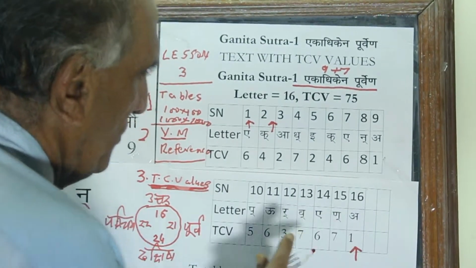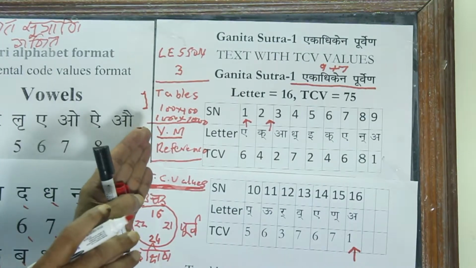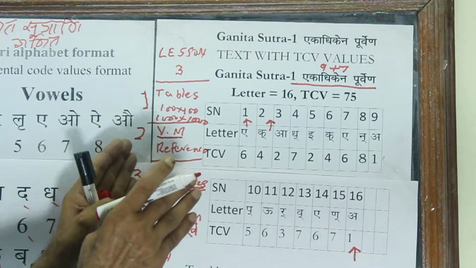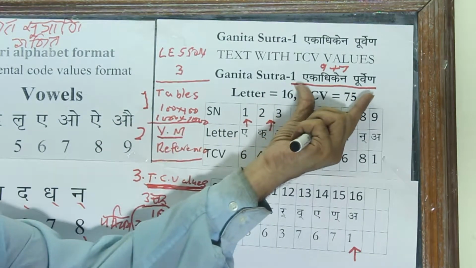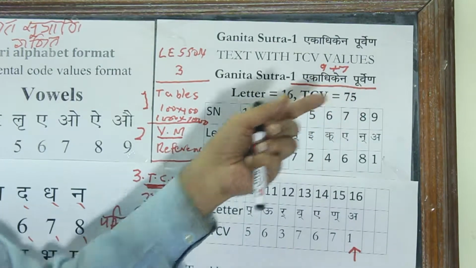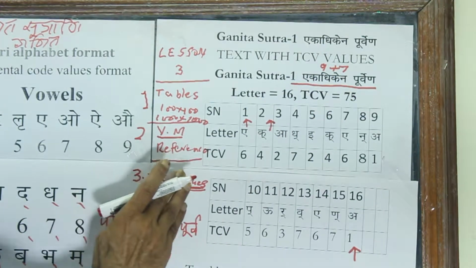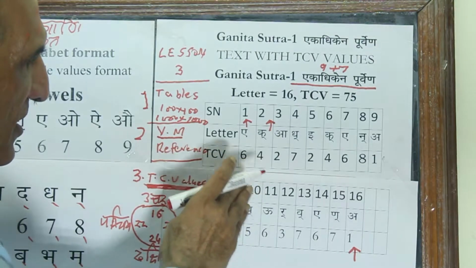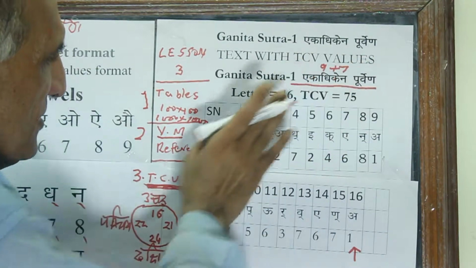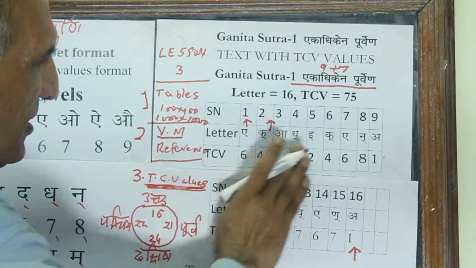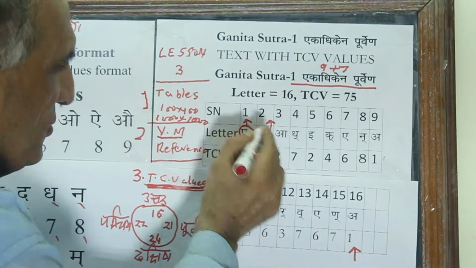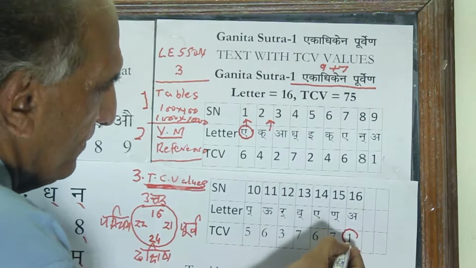Therefore, the organization of Ekadhikena Purvena, as it is of 16 letters, of 16 steps, availing 16 letters, the sequential, step-by-step organization of this particular text takes us in 16 steps, starting with the first letter and reaching up to the 16th letter.